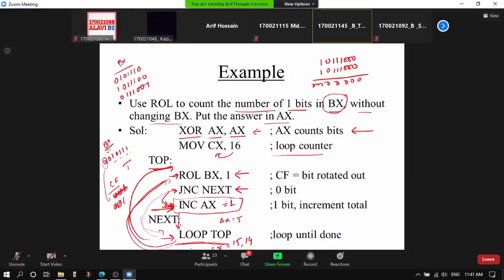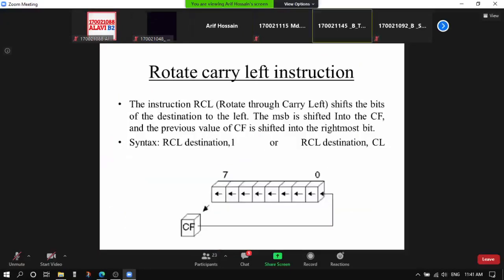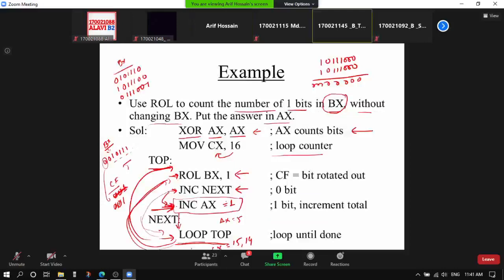Yes, sir. All right. Only a few things are remaining. Let's move forward. Sir, I have a question. Yeah, sure. Sir, if we just directly move 0 to AX, is there any problem? You are talking about this line, particular XOR. Yes, sir. Yeah, you can move 0 directly to AX. No problem with that.